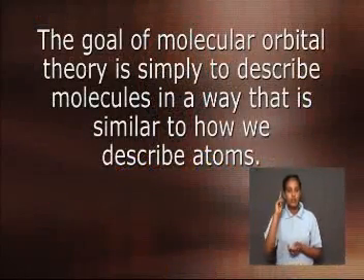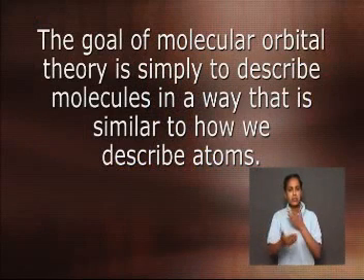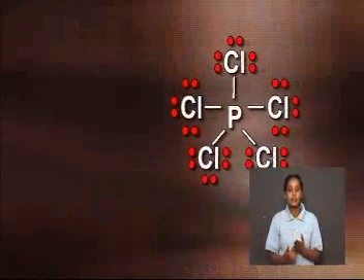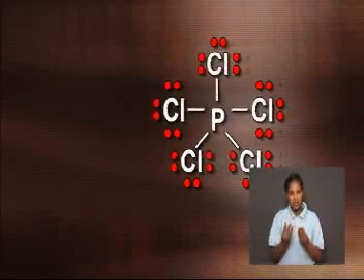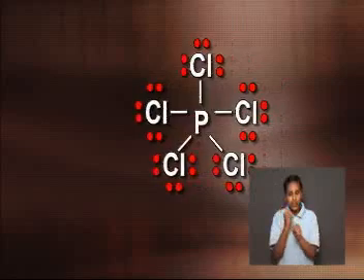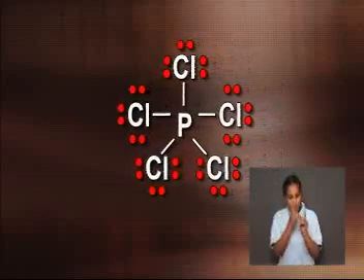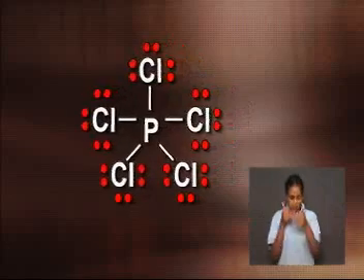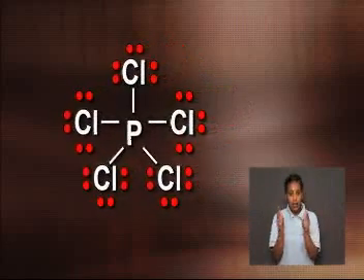The goal of molecular orbital theory is simply to describe molecules in a way that is similar to how we describe atoms. Molecular orbital theory attempts to describe molecules in terms of orbitals, orbital diagrams, and electron configurations. However, the concept becomes slightly more difficult when we try to construct a wave equation for a system that has several particles. We often attempt to write approximate wave equations by relating them to atomic orbitals.